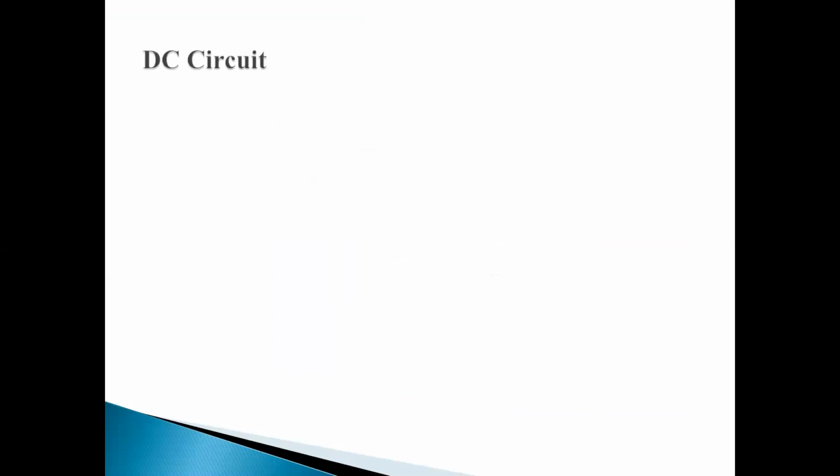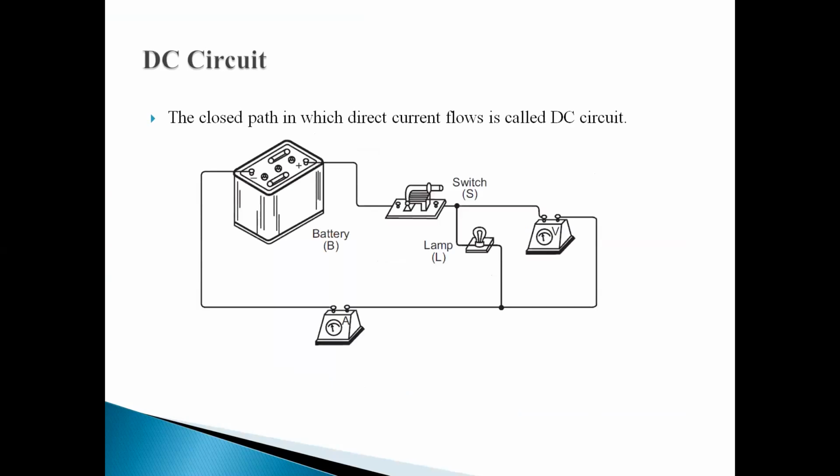Today we'll be learning about DC circuits. So, what is a DC circuit? A DC circuit is a closed path in which direct current, or DC current, flows. This is the example which I have given.